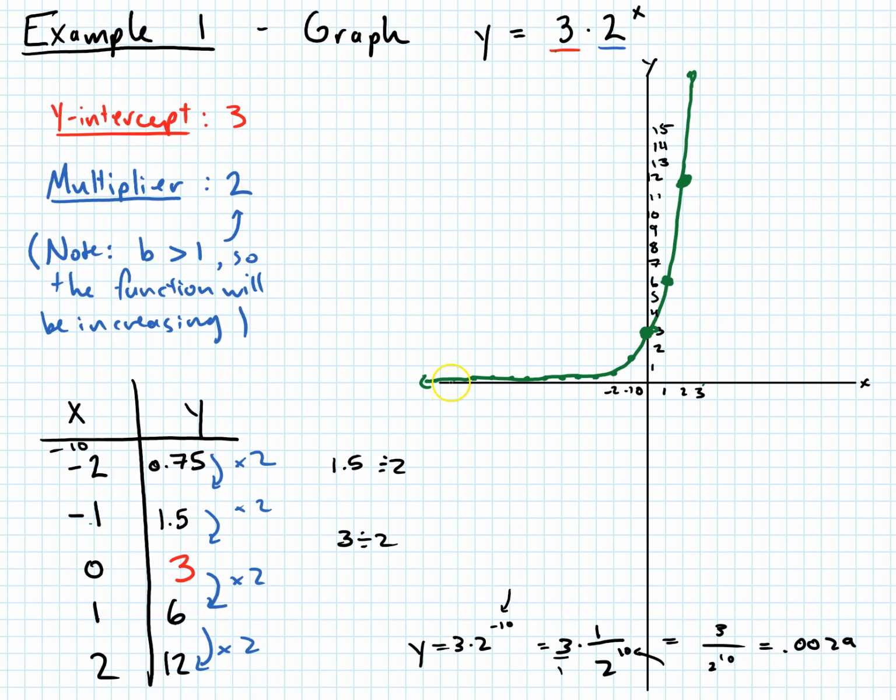So really, really small, but not negative. And because of this negative flipping of the fraction, that's why these things never go under the x-axis. That's why these are never negatives.